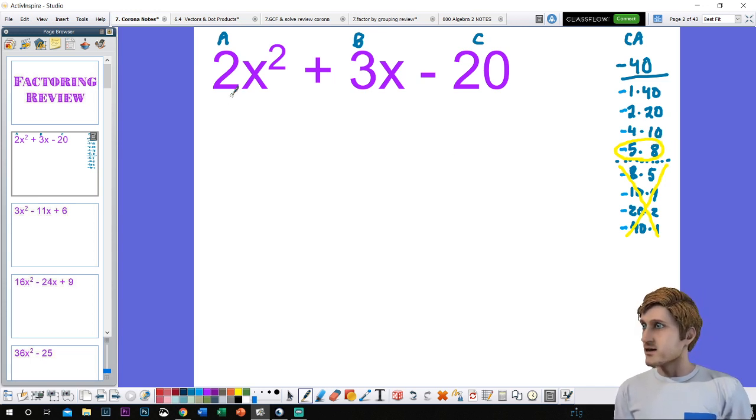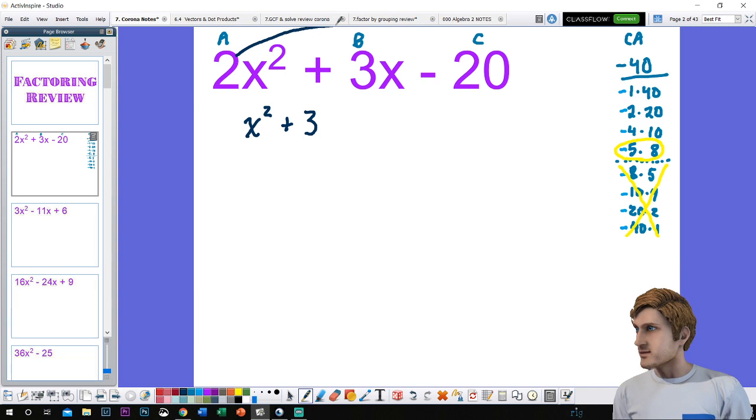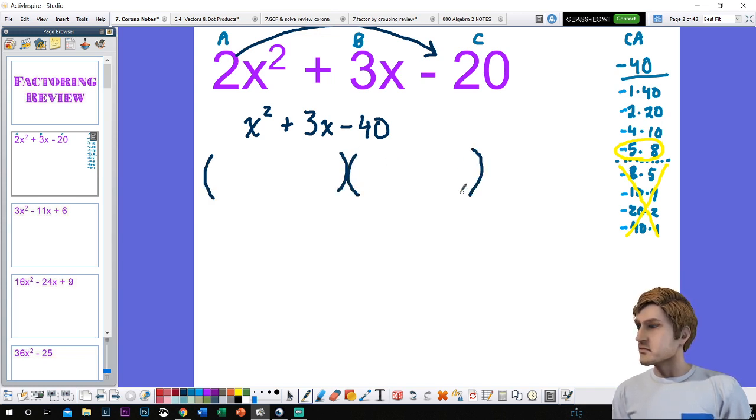Now we're going to go back to our expression here. Remember we did C times A, so let's go ahead and do C times A. And you're basically just moving that 2 over here to the negative 20. And we already said that that was negative 40 right there. Okay, now that I've done that, I'm going to set up my parentheses. I always put an x here and an x here if this is just an x squared. And then I'm going to plop down my negative 5 and my positive 8.